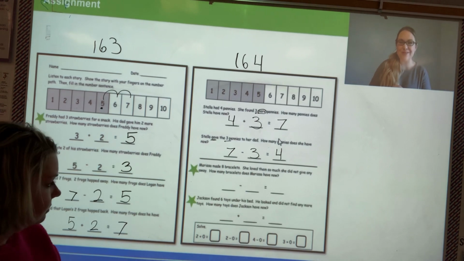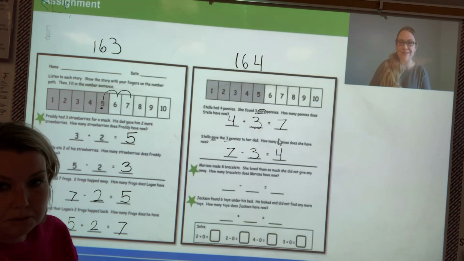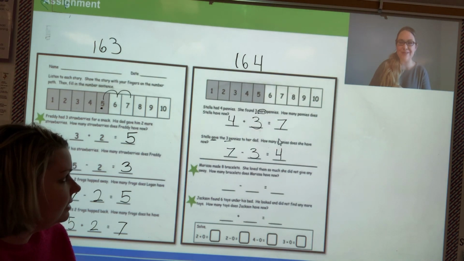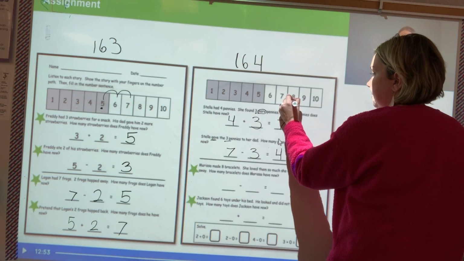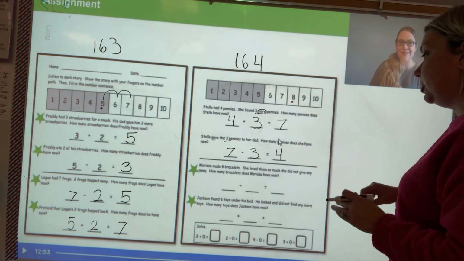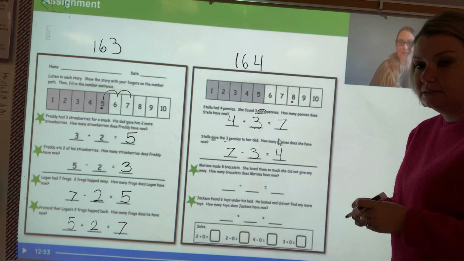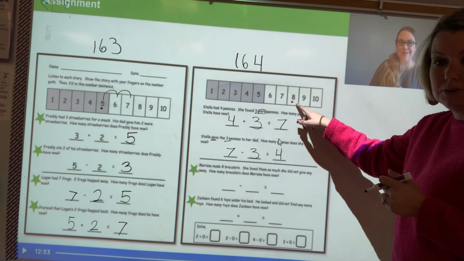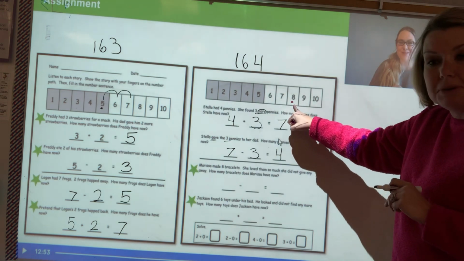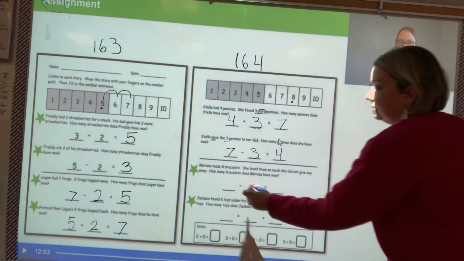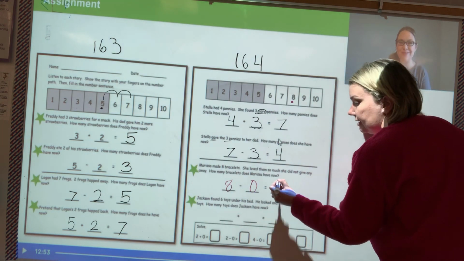I don't know what's after 8 because there is an 8. Okay, so think about that. Marissa made 8 bracelets. So we're going to point to 8. She loved them so much, she did not give any away. What number means you don't give any away? 0. So I'm going to move 0. How many bracelets does Marissa have now? What number am I on? Still 8. So I started with 8, I gave none away, and now I have 8.